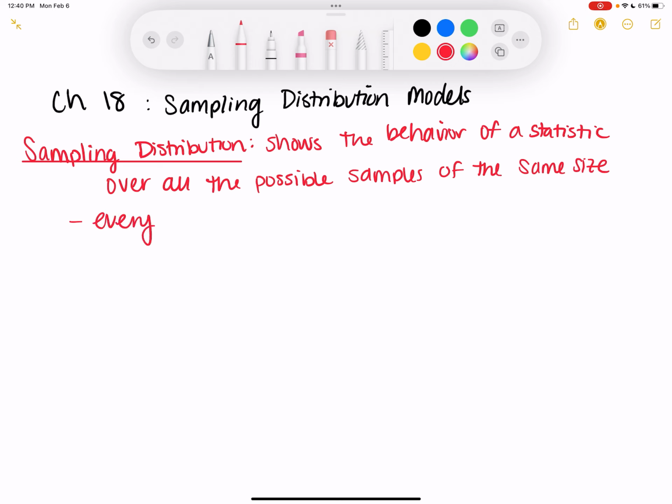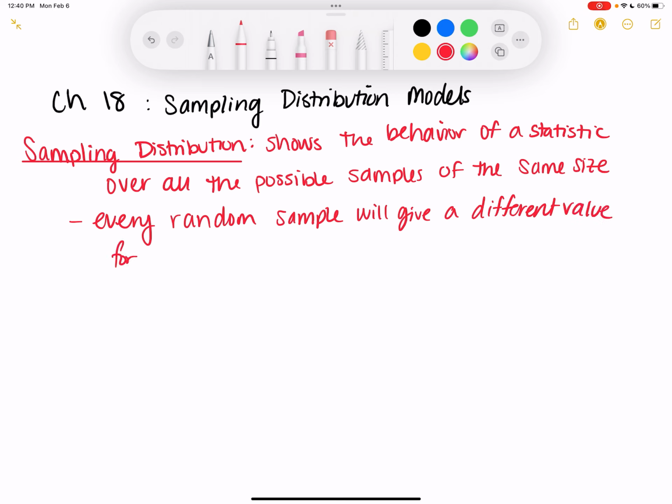Every random sample will give a different value for a statistic.